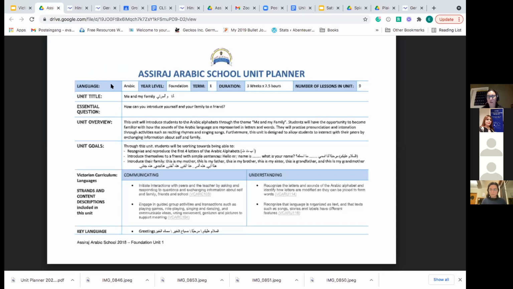On the top, very easy, you fill in just what language you teach, what year level, what term you teach this unit of work, how long it is. In this case, it's 3 weeks and 2.5 hours, 3 times, and there are 9 lessons in this unit. The topic is me and my family. Really important is to choose a topic.